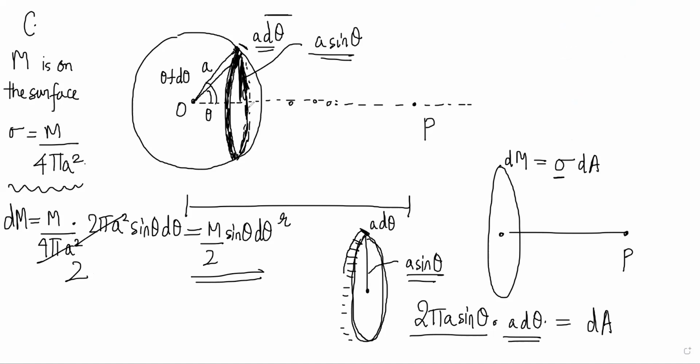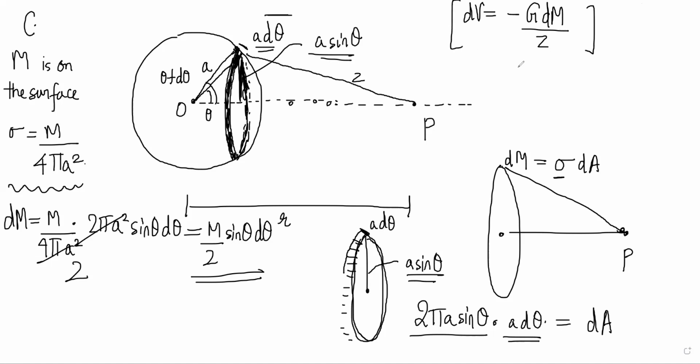Potential due to this dm on the axis will be defined by dV equal to minus G dm by whatever is the distance of this point from this point, right? That has been marked as z in the figure. So we'll say G dm by z. This is the expression.